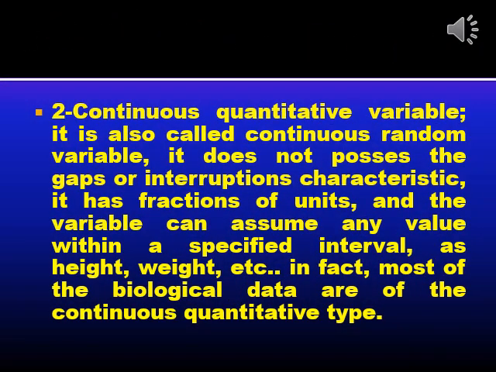The other type of quantitative variable is called continuous quantitative variable, which is mostly found in the medical field. It is also called continuous random variable. It does not possess the gaps or interruption characteristics. It has fractions of units or decimals, and the variable can assume any value within a specified interval, such as height and weight. In fact, most of the biological data are of the continuous quantitative type.